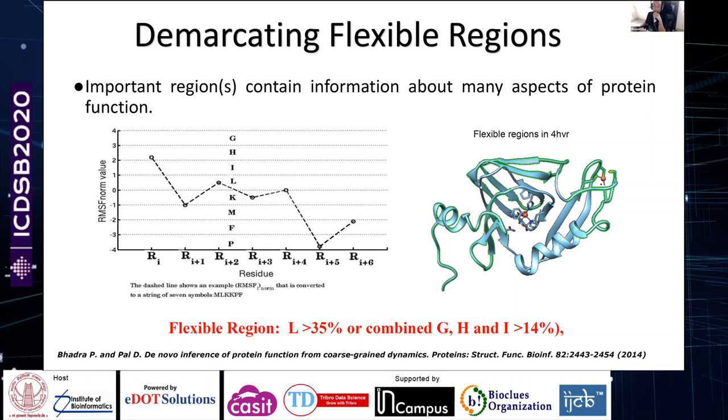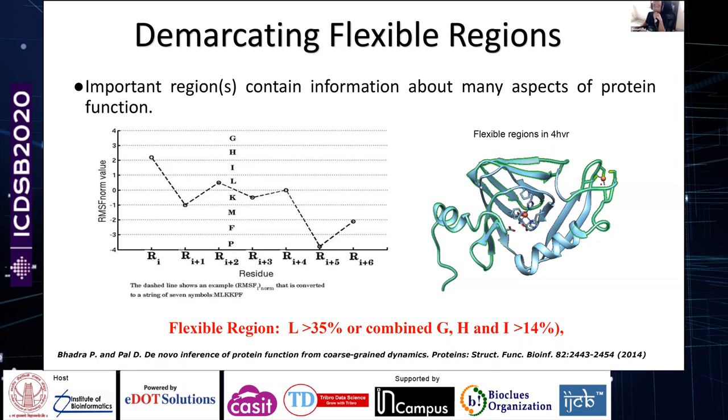we could quickly do what is called a string-based local search, to identify all such substrings which we are matching. And we then empirically figured out that if we had a criterion where the symbol L was greater than 35% or a combination of G, H, or I was greater than 14%, we could annotate these regions as flexible.